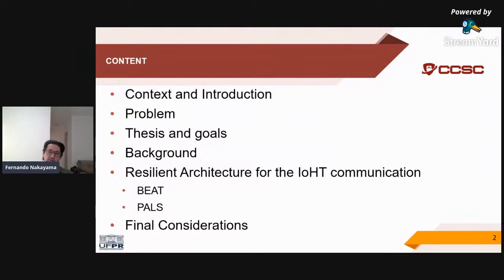This is the table of contents we will follow for this presentation. I will present the context and the introduction for this work. I'll define the problem. I'll introduce the thesis and the goals for this work. I'll provide some background information in order to support the presentation. I'll present the proposal for a novel resilient architecture for the IOHT communication and the works we have concluded so far that supports the architecture. And I will wrap up with my final considerations.